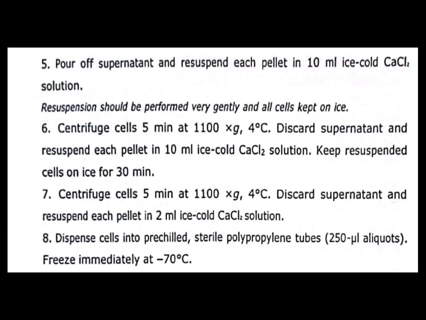Step number 6. Centrifuge cells 5 minutes at 1100 xg, 4 degrees Celsius. Discard supernatant and resuspend each pellet in 10 ml ice-cold calcium chloride solution. Keep resuspended cells on ice for 30 minutes. Step number 7. Centrifuge cells 5 minutes at 1100 xg, 4 degrees Celsius. Discard supernatant and resuspend each pellet in 2 ml ice-cold calcium chloride solution. Step number 8. Dispense cells into pre-chilled sterile polypropylene tubes, 250 microliters, freeze immediately at minus 70 degrees Celsius.